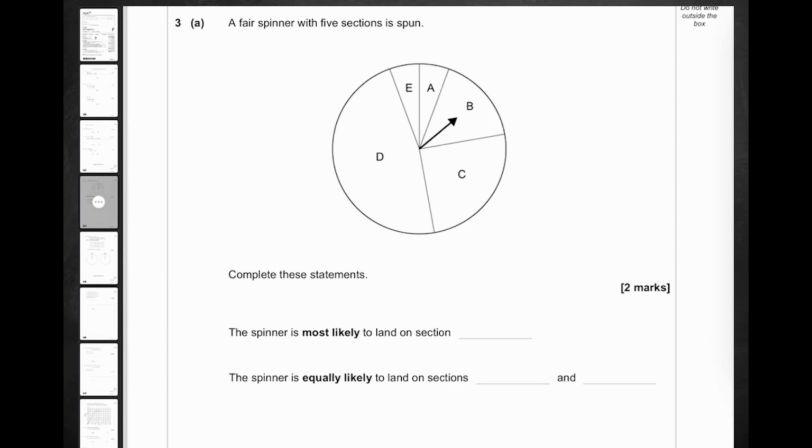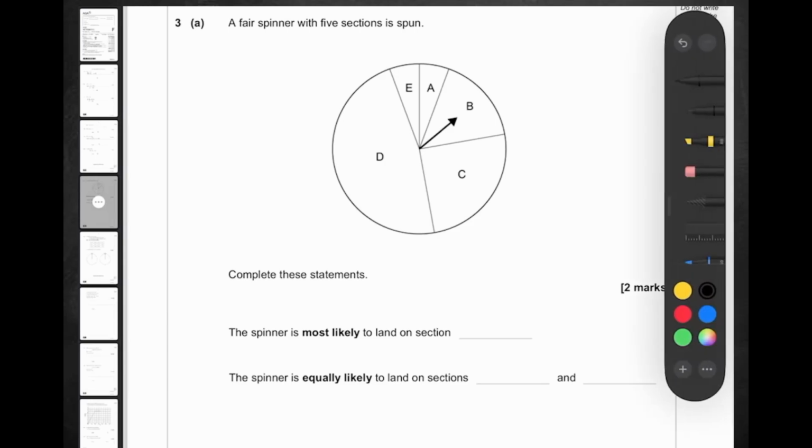Question number 3. A fair spinner with 5 sections is spun. Complete these statements. The spinner is most likely to land on section. It will be whatever section is the biggest, so section D. The spinner is equally likely to land on sections, and it will be the two sections that have the same size, which is going to be A and E.